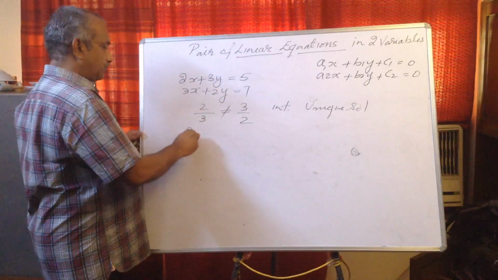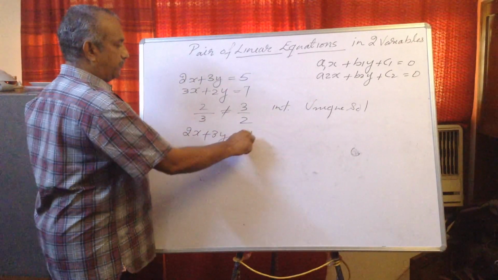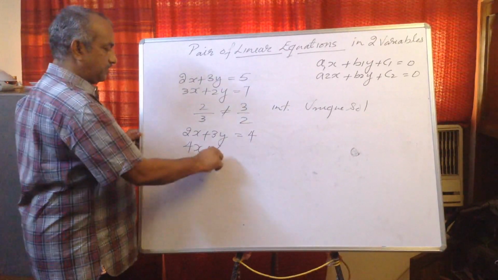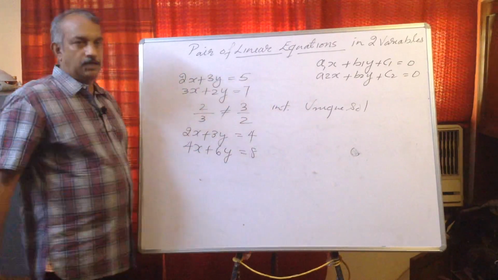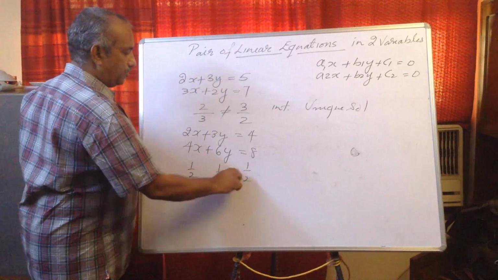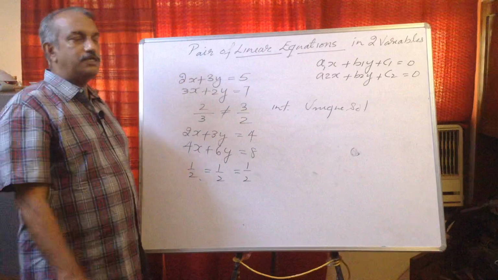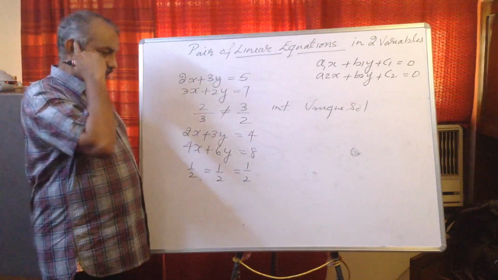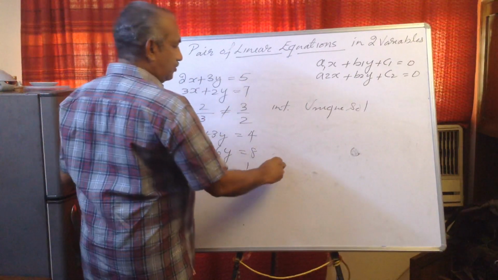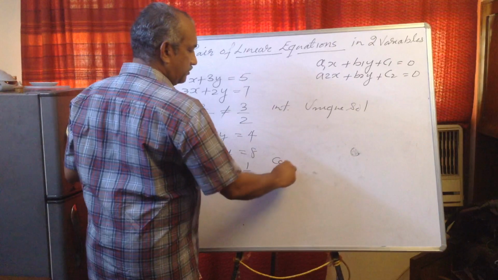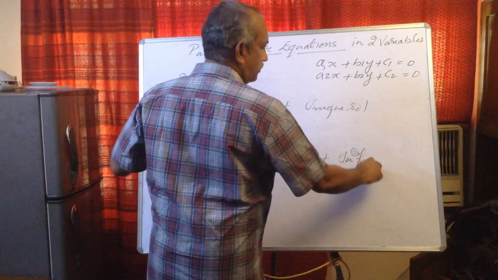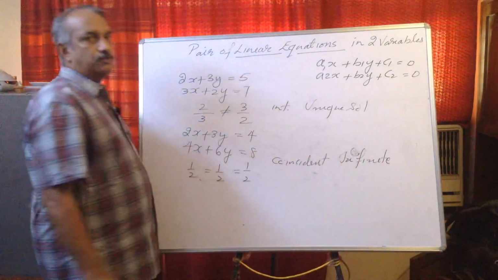Now second case, 2x plus 3y is equal to 4. I am going to multiply throughout by 2. 4x plus 6y is equal to 8. Now find out 2 upon 4, 1 upon 2, 1 upon 2, 1 upon 2, all are equal, because the same equation is multiplied by 2 throughout. So the ratio will be 1 upon 2 in each case and the graph will be coincident and infinite solutions will be there.